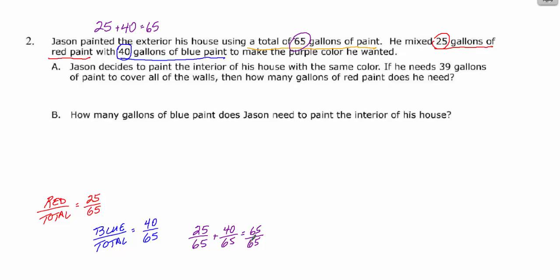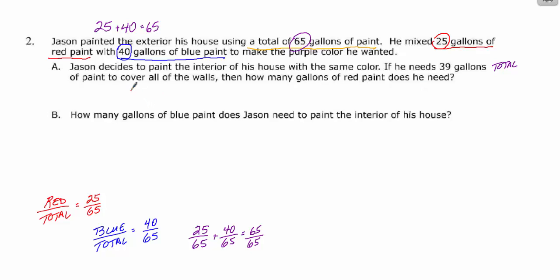Jason decided to paint the interior of his house the same color. He's going to have a purple outside, purple inside. He decided he needs 39 gallons. That's the total. So think of these 39 gallons as the total paint to cover all the walls. How much red does he need?